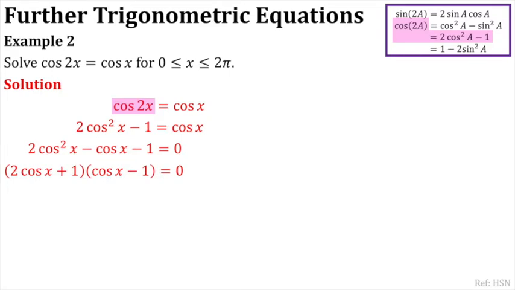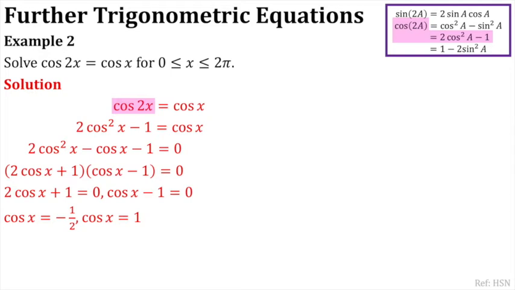And factorising that will give me 2 cos x plus 1 times cos x minus 1 equals 0. Now by the null factor theorem, that means that 2 cos x plus 1 equals 0 and cos x minus 1 equals 0. And solving each of those equations for cos x, we get cos x equals -1/2 and cos x equals 1.